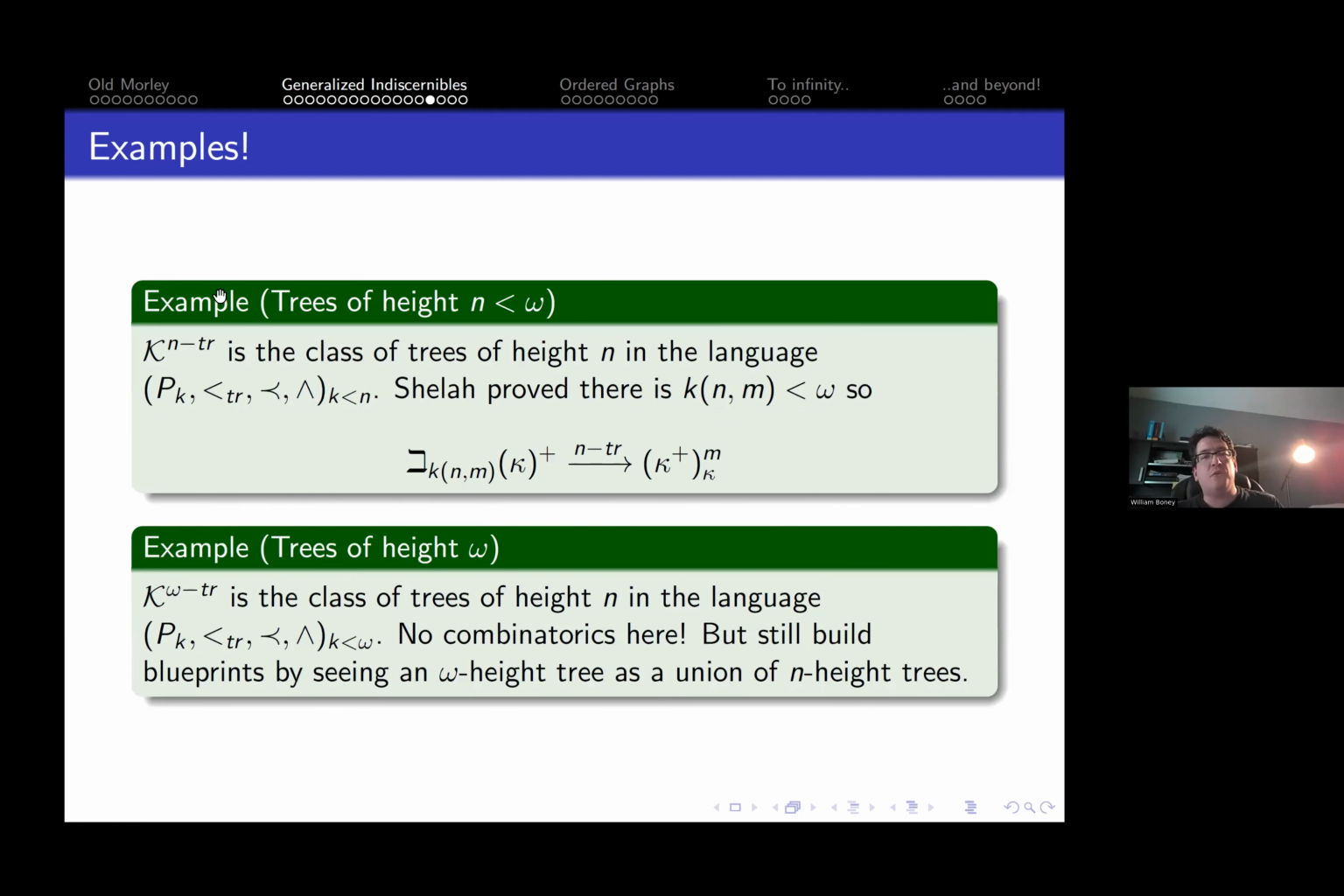You can also build blueprints from trees of finite height or height omega. Shelah, in the index of his first order classification theory, has some nice combinatorial result for trees of height n, for n less than omega. And then there's this interesting thing that happens at height omega, where you don't have the combinatorics, this sort of structural partition relation, but you can still build blueprints from the class of k omega trees.